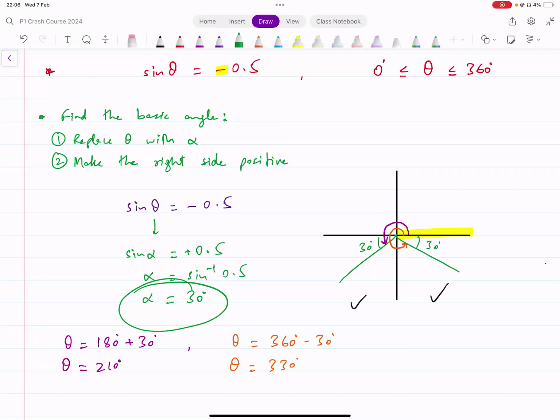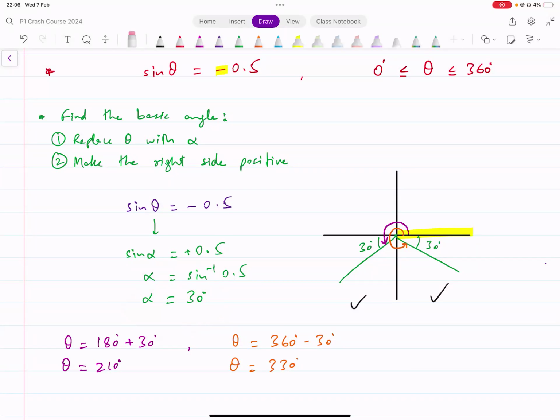Just draw those basic angles in the third quadrant and the fourth quadrant, and you can figure out, okay, 210 and 330, these are the possible angles that you have. These are the two solutions for this equation. Make sense? Yes, Abdullah.